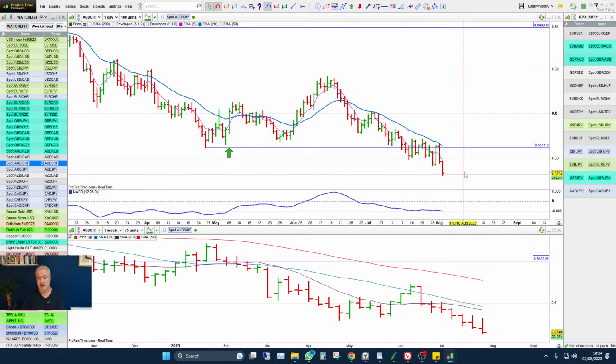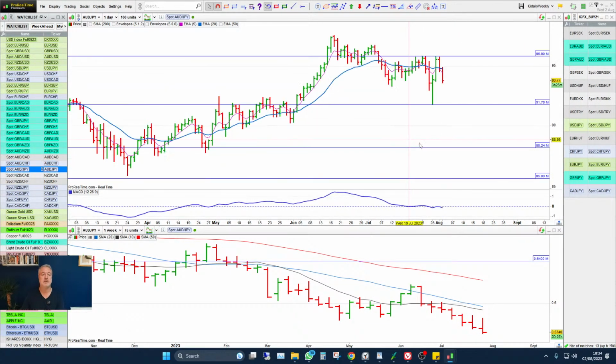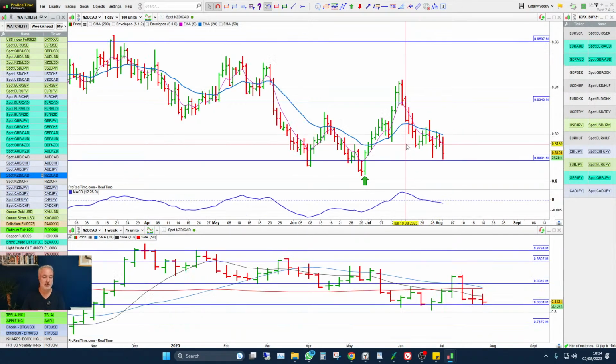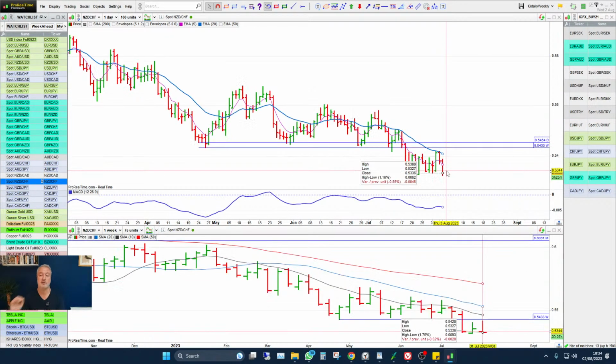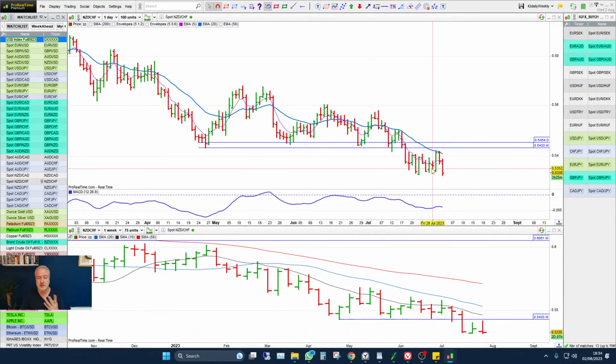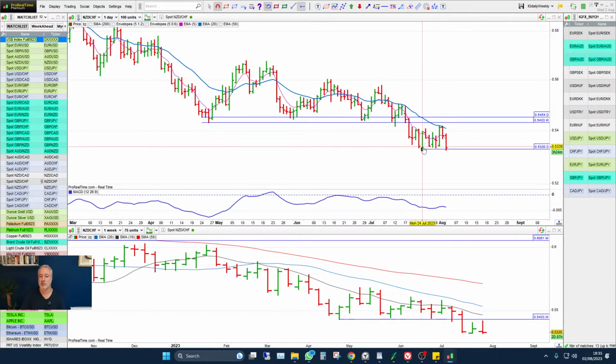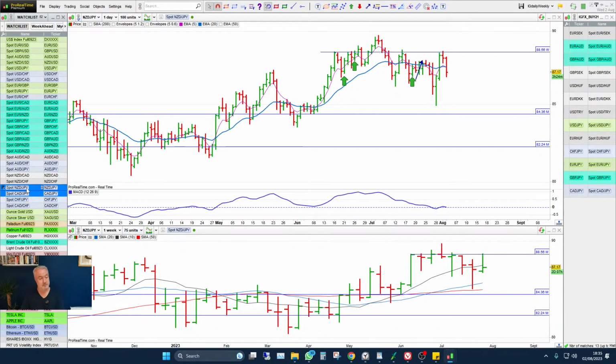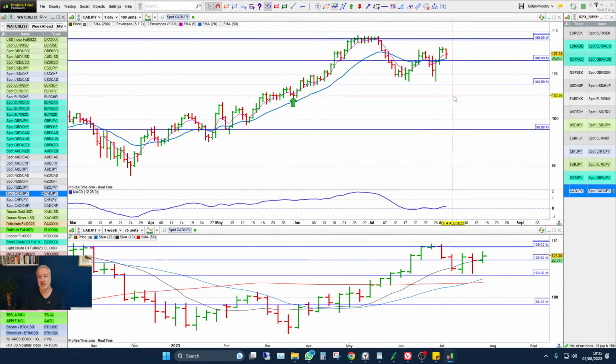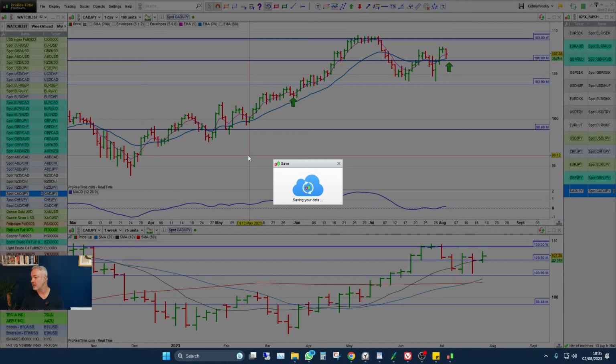Aussie Swissy, moving, but I need a pullback, so there's no setup. Aussie Yen, nope, no setup. Kiwi CAD, no setup. Wow. Kiwi Swissy, no setup. I would say the Swissy pairs are looking bearish. They all look as though they want to break lower. Kiwi Yen, nothing. Holy cow, there's really nothing happening here. CAD Yen, nothing. So for example here, there could be a setup tomorrow, but again, we've got resistance levels right in this area. It's just nothing happening.